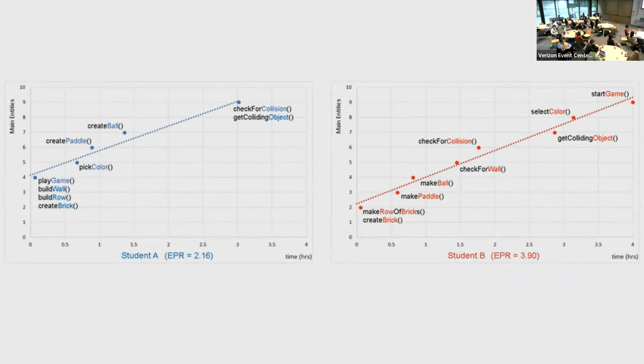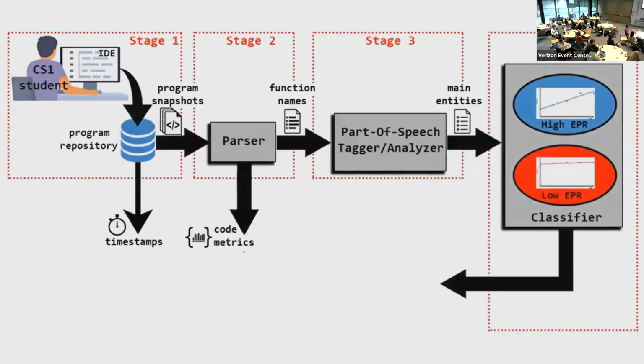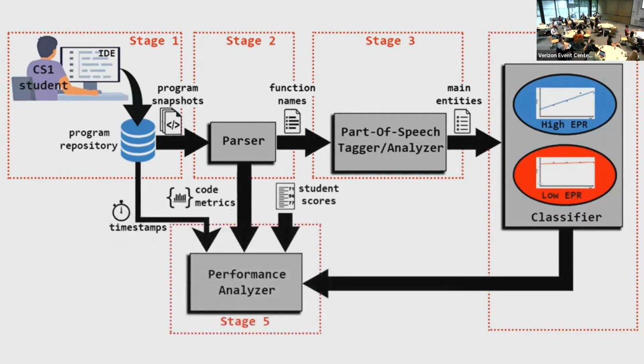We just described the fourth stage of our system, the classifier that calculates the EPR for every student. We classify the students into two groups, those with low EPR with value at least half a standard deviation below the median, and those with high EPR with value at least half a standard deviation above the median. The EPR measurements are used in the fifth and last stage to compare submissions.